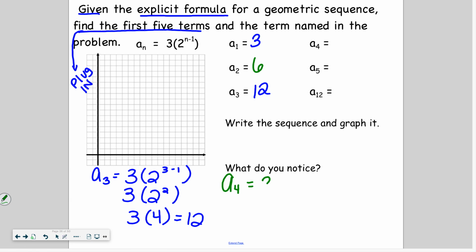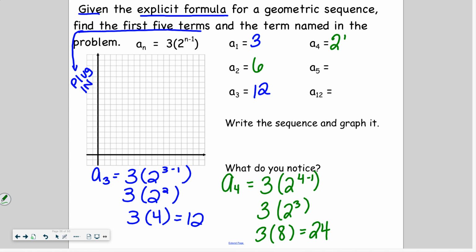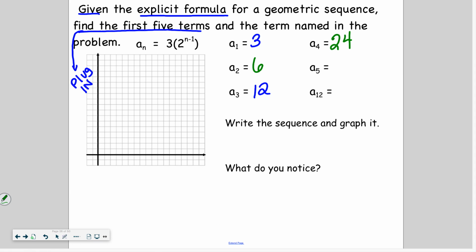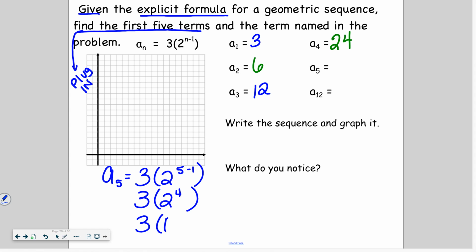So a sub 4, 3 times 2 to the 4 minus 1, 3 times 2 to the third, and that's 3 times 8, which is 24. So a sub 4 is 24. Again, I'm erasing just so that I have room. The next one we have is a sub 5. Nothing is changing except that n. That's 2 to the 4th, and that's 3 times 16, which is 48.